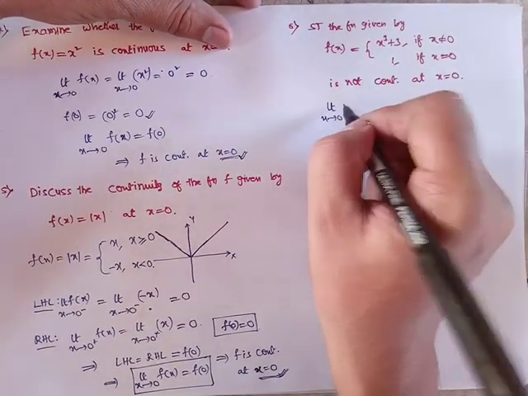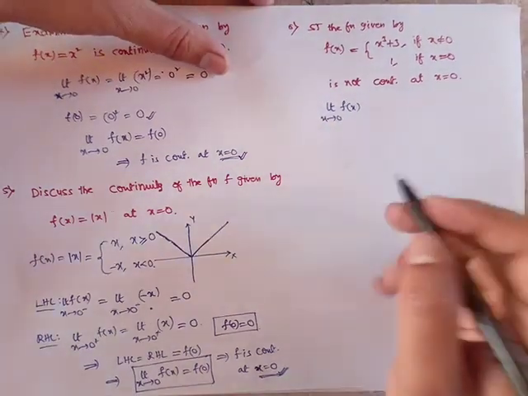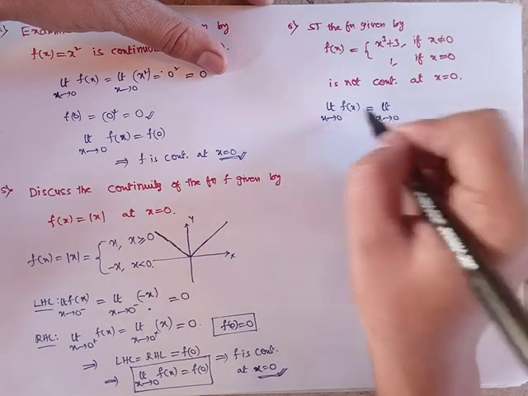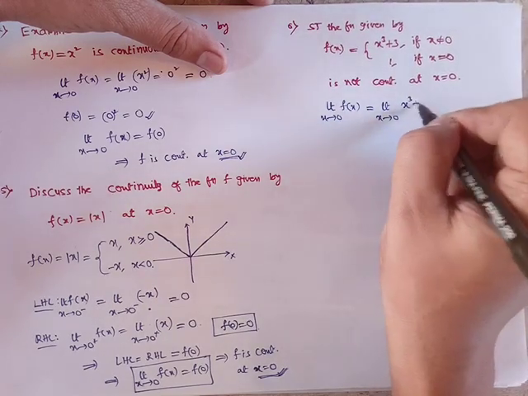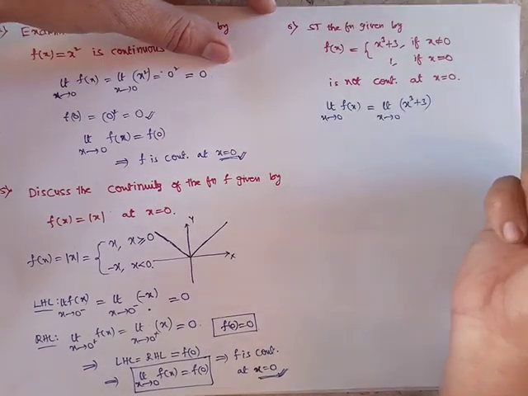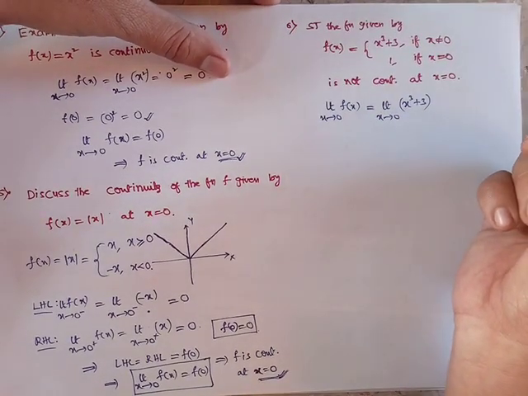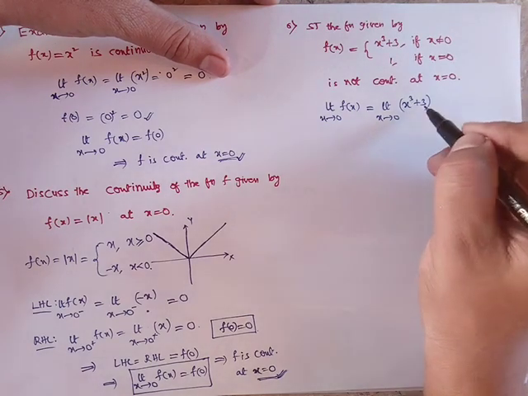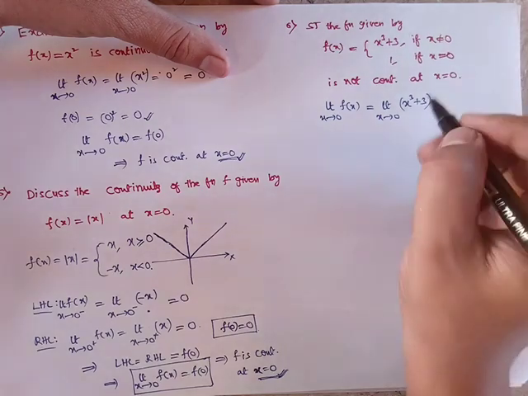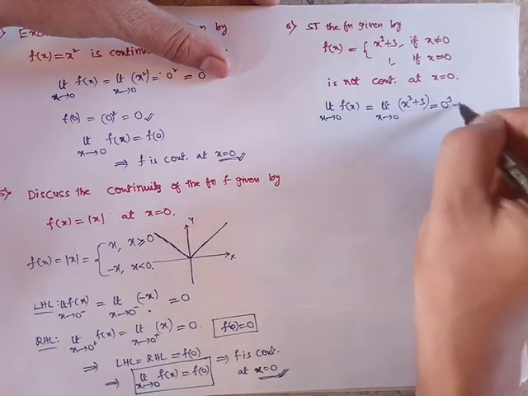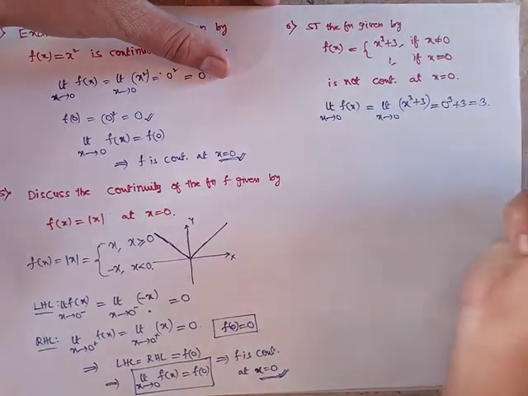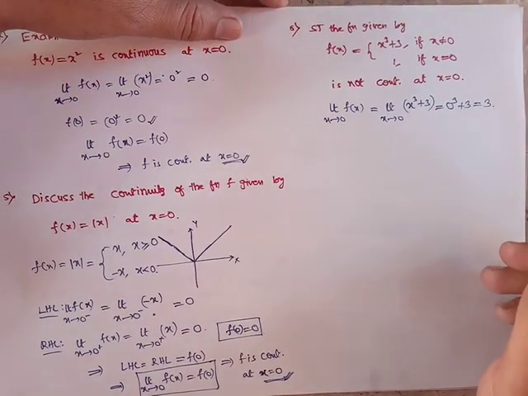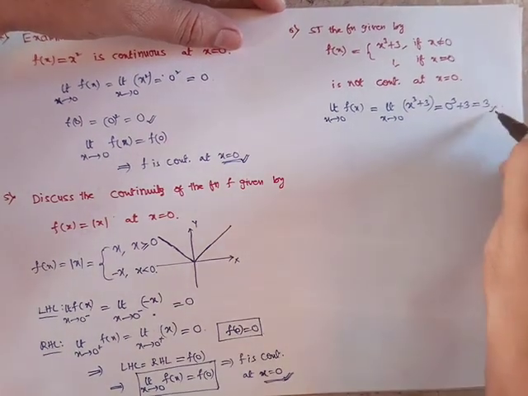Limit x tends to 0, f of x is nothing but x cube plus 3. Either you take LHL or RHL, both the times it will be x cube plus 3 only. So directly I am taking x cube plus 3 and substituting 0 here, 0 cube plus 3 is equal to 3. Then limit x tends to 0, f of x is equal to 3.